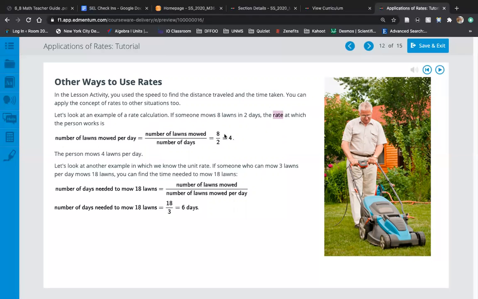And again, just like we did before, you're just going to basically divide the number of stuff that you have by whatever rate you're trying to get. So the lawns divided by the number of days, 8 divided by 2 gives you 4, right? So what that 4 means is that he can mow 4 lawns every 1 day.